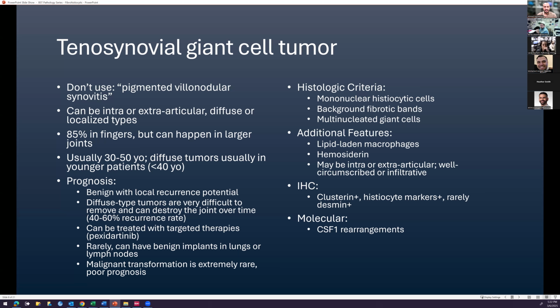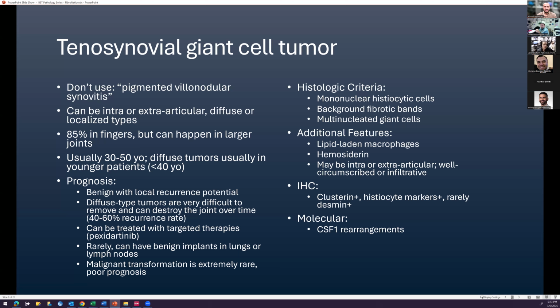All right. So the molecular, it's usually a rearrangement in CSF1, which is involved in the CSF1 pathway essentially with the CSF1 receptor. And so pexidartinib is actually a CSF1 receptor inhibitor. So that's how that works.